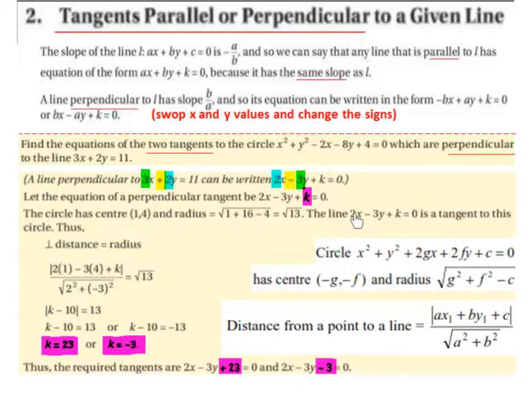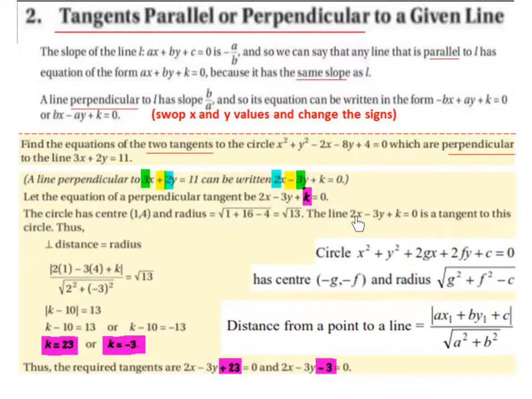So the line 2x minus 3y plus k is equal to 0 is a tangent to this circle. Thus, the perpendicular distance is going to be equal to the radius. So we're going to use our perpendicular distance formula, which is the distance from a point to a line formula, which is the modulus of ax1 plus by1 plus c, all divided by the square root of a squared plus b squared. So we get the a, b and c from our linear equation and the x1 and the y1 from the point. So we need to decide what the a, b and c is.